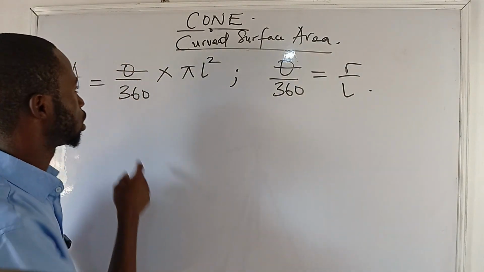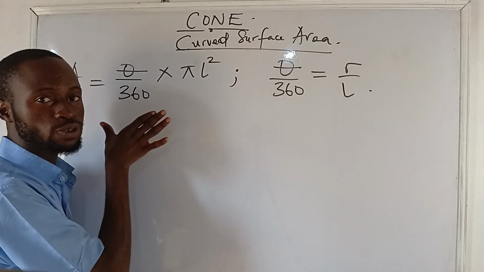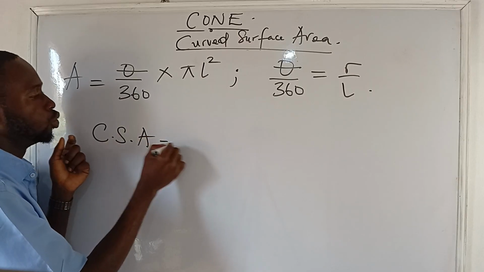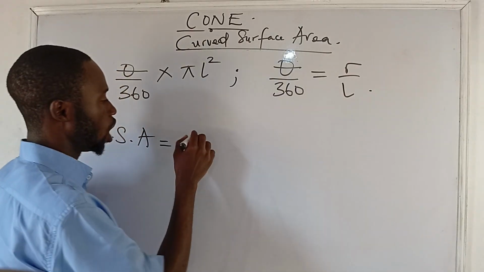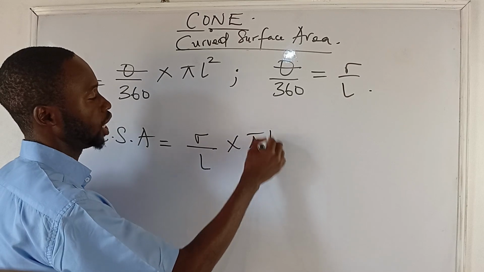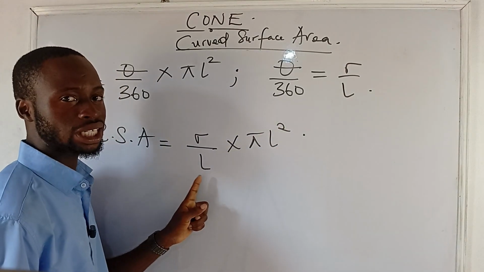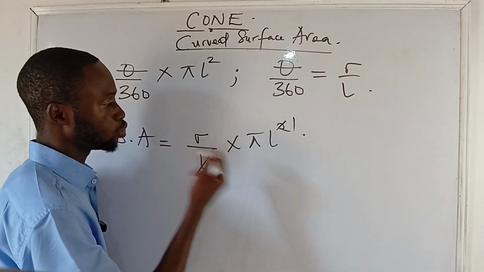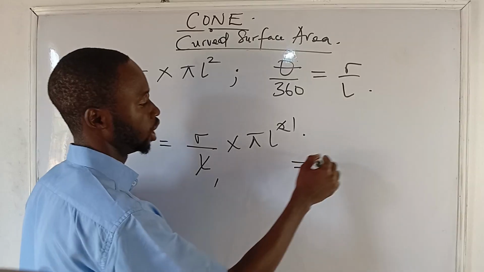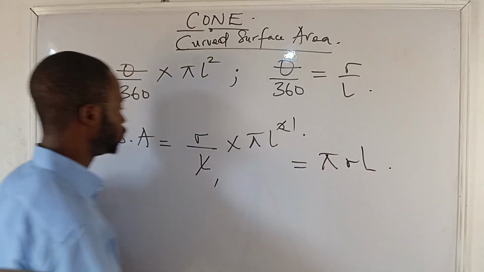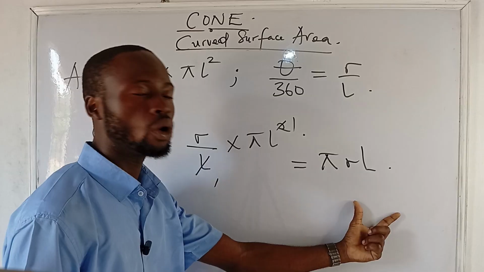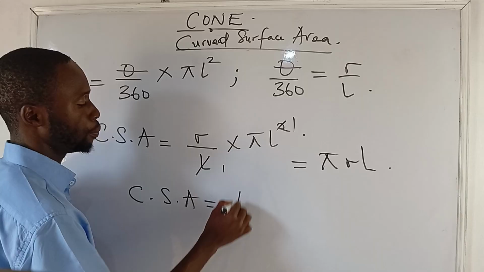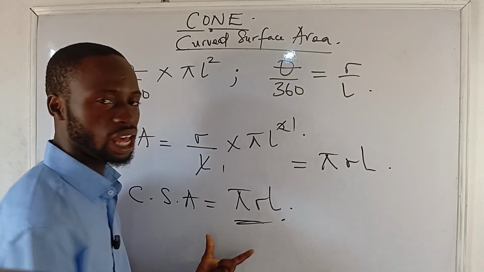So what we do next is, in the curved surface area formula, we could say the area, which is also the curved surface area of a cone, will give us, instead of writing theta over 360, R over L times pi L squared. Of course this is slant height, this is slant height. So L cancels one of the Ls, and what do we have left? We have pi, R, L. So the curved surface area of a cone is equal to pi R L.